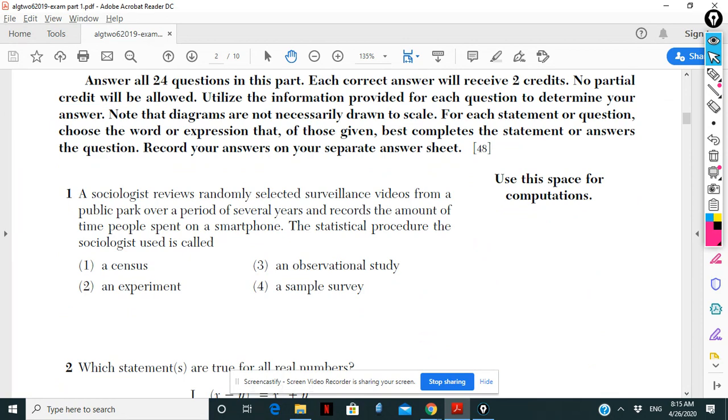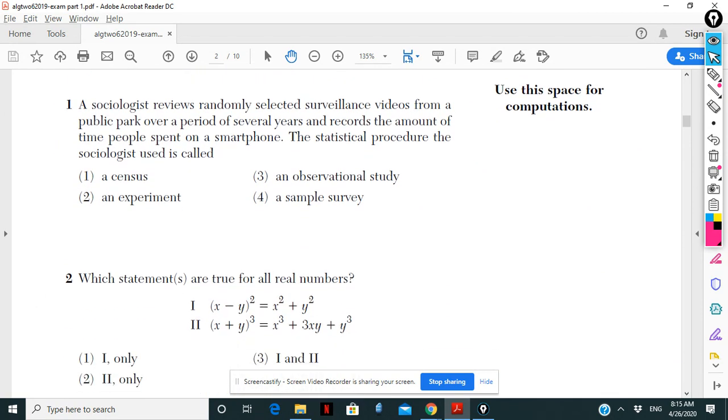A sociologist reviews randomly selected surveillance video from a public park over a period of several years and records the amount of time people spend on a smartphone. The statistical study produced by the sociologist is called... Since he is going to watch videos, he didn't ask anybody to do something or ask anybody about their opinion. So that's observation, because he's going to observe a habit. In that case, the answer is going to be number 3.